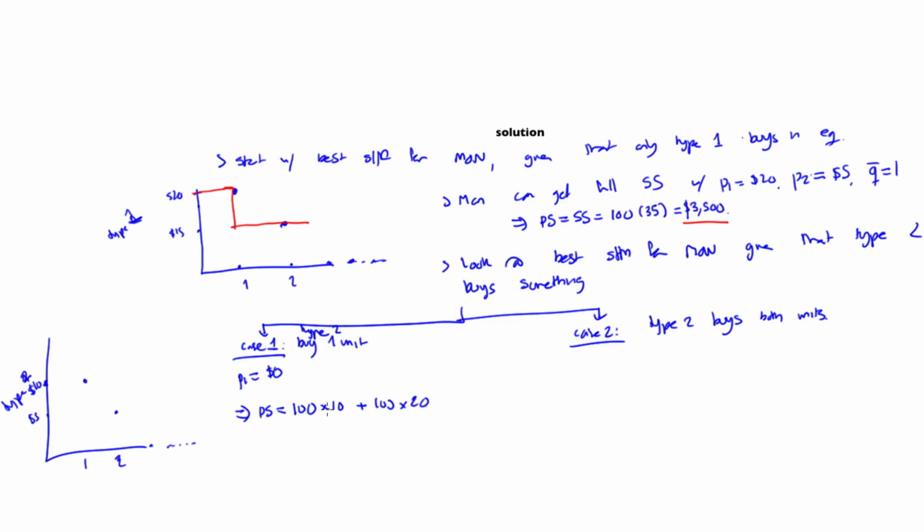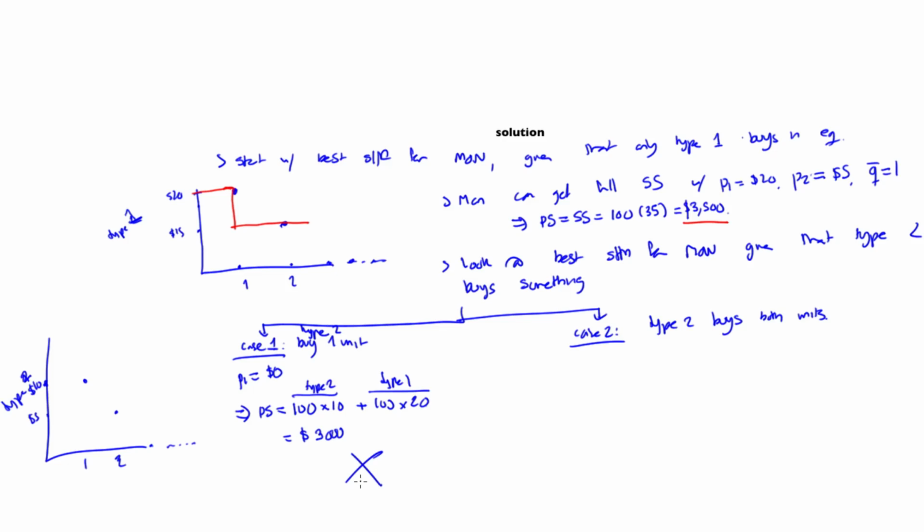Let's see why that is. 100 times 10 is the revenue that it gets from this consumer, which only buys 1 unit. So this is from type 2. And 100 times 20 is the fact that it sells at $10 2 units to type 1. And that gives you a total producer surplus of $3,000, which is less than the $3,500. So this cannot be a solution. Now let's look at case 2.